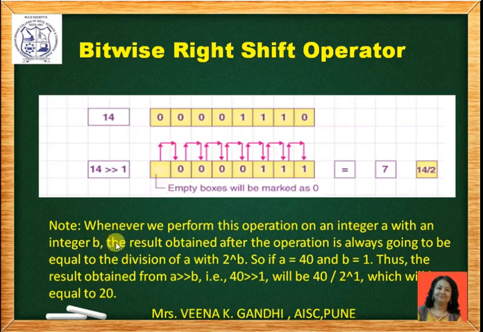Note that whenever we perform the operation on integer A with an integer B, the result obtained after this operation will be equal to the division of A by 2 raised to B. For example, if A equal to 40 and B equal to 1, the result obtained after the right shift operation will be 40 divided by 2 raised to 1, which will be equal to 20.